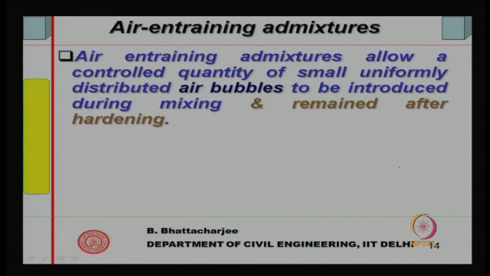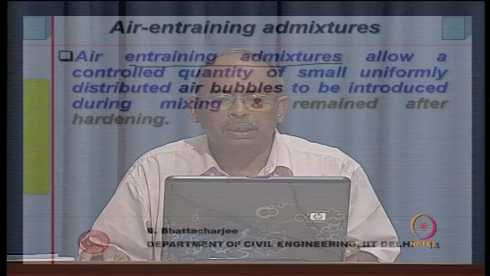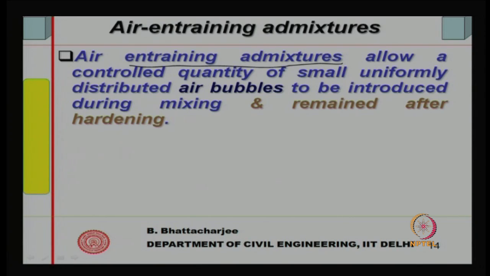So, how do they act? Essentially, they entrain air bubbles into the concrete, and these air bubbles in turn cause release of hydraulic pressure generated by frost action. We will explain this process in detail later on, but at the moment let us understand what these are. If you put in a controlled quantity of these admixtures, it forms small uniformly distributed air bubbles that are introduced into the concrete during mixing, and they also remain after hardening.